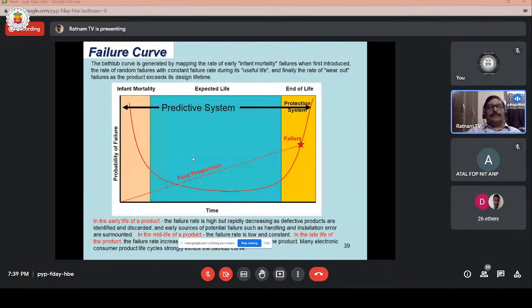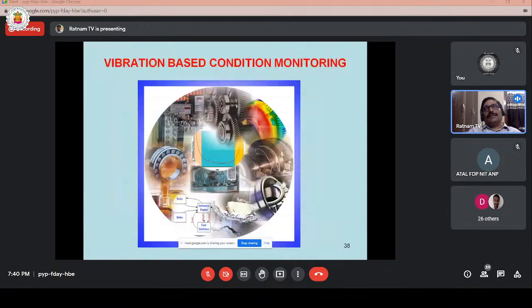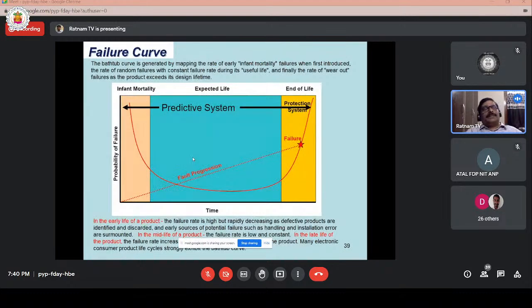So, coming to condition-based maintenance, or vibration-based condition monitoring, the typical failure curve is defined like this. This is also called the bathtub curve. It is generated by mapping the rate of early infant mortality failures when first introduced, the rate of random failures with a constant failure rate during its useful life, and finally the rate of wear-out failures at the end of the product's design lifetime.